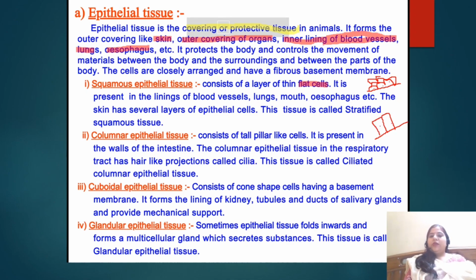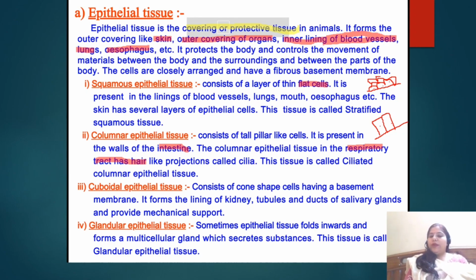They are pillar-like, and where are they present? They are present in the walls of the intestine and in the respiratory tracts. If they have hairs, they are called ciliated columnar epithelium, as we have in the nose. In the nose we have hairs, and therefore which type of tissue is present in the nose? It is ciliated columnar epithelial tissue, right?